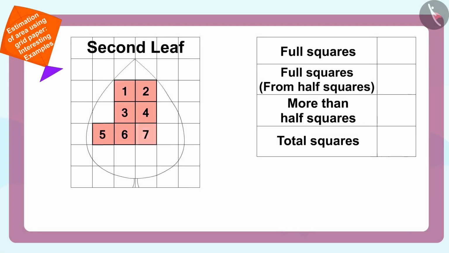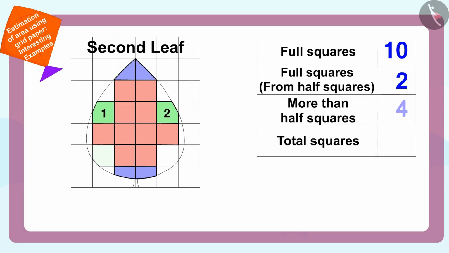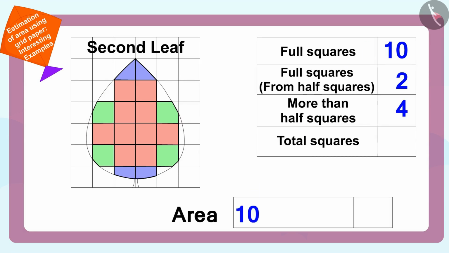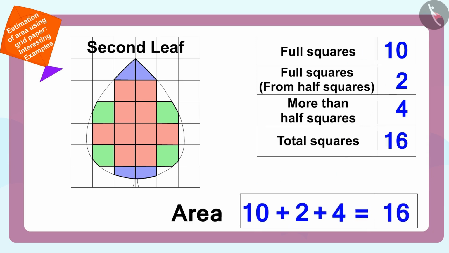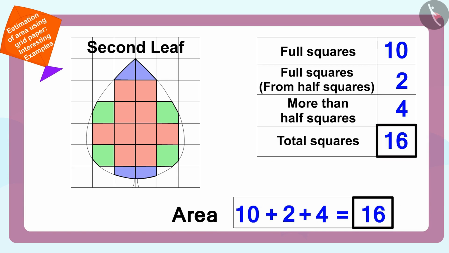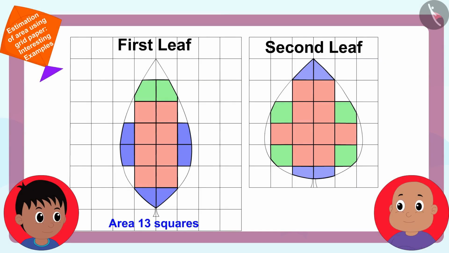The area of the second leaf has 10 full squares, 4 half or 2 full squares, and 4 more than half squares. And there are some less than half squares which we will not count. In this way, there are 10 plus 2 plus 4 or 16 squares in the enclosed area of the second leaf. In other words, there are 16 squares in the area of the second leaf. Bablu also found the answer to this question just like you.